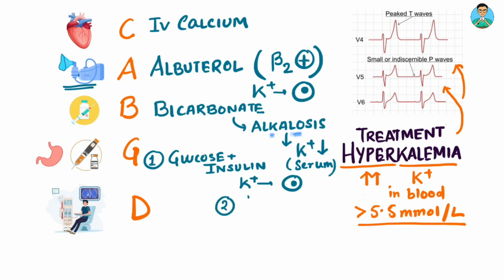Or another thing that we can do, we can give gastric cation exchangers. That means we give certain oral solutions which go into the GIT and cause cation exchange and thus decreases potassium absorption. Then we have D.